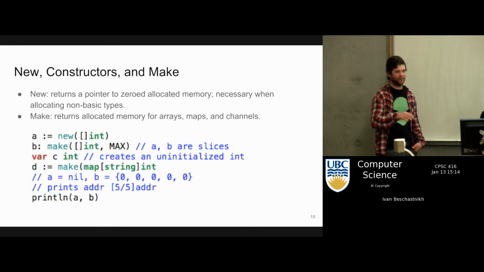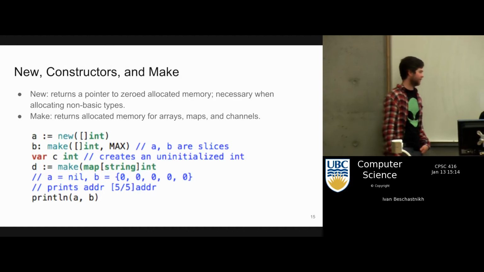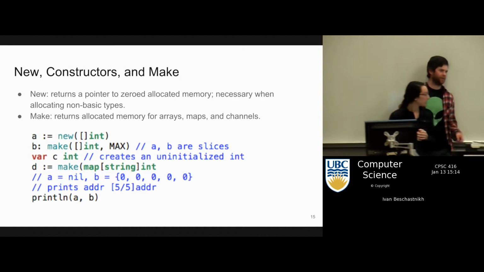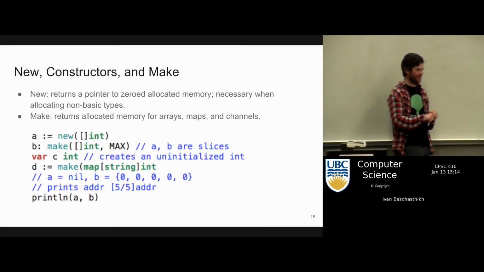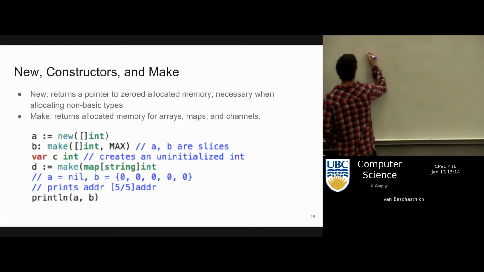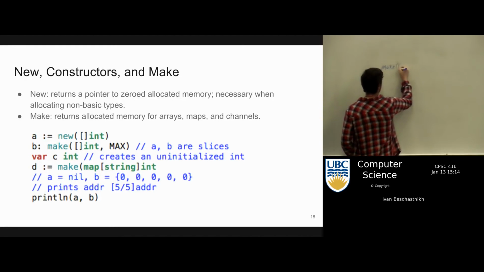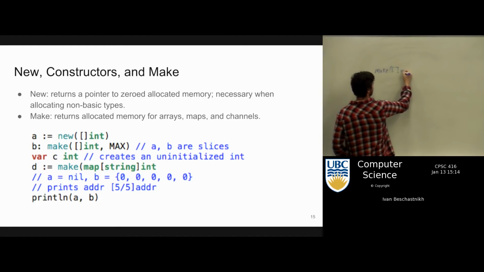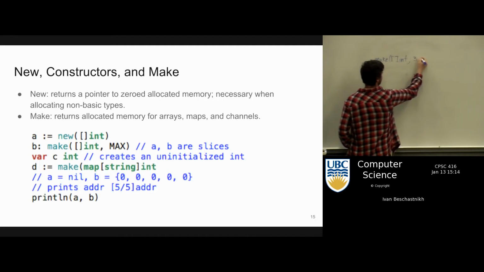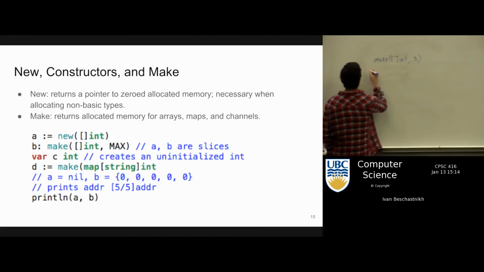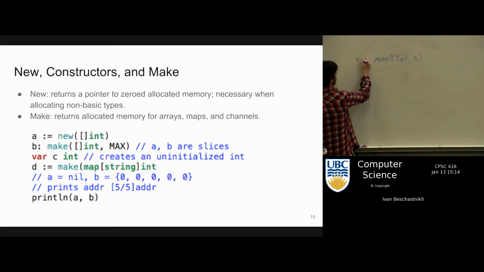Where when you're using new and make, you're automatically getting a slice. So this is a little tricky, so I'll take a second to write this out on the board. When you write something like make, and we're going to do an array of integers, and we'll say it's size 3, and we'll make A equal to that. So what we've done here is actually two things.